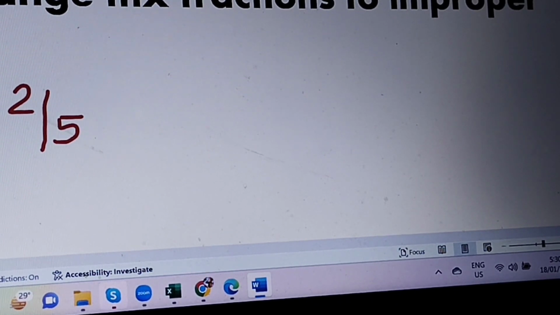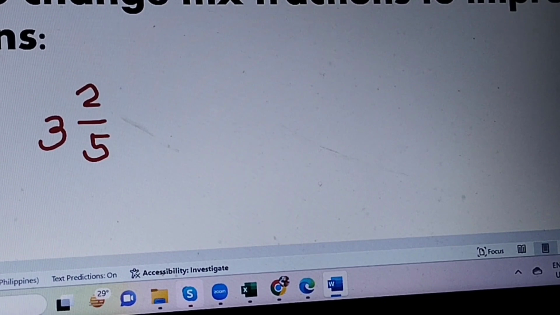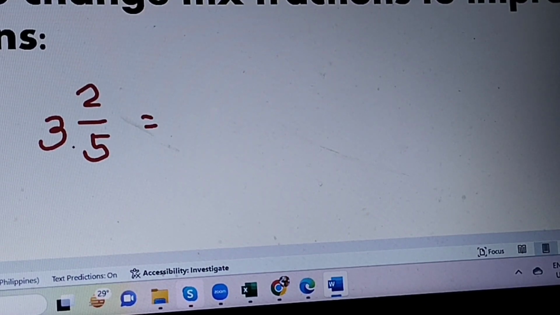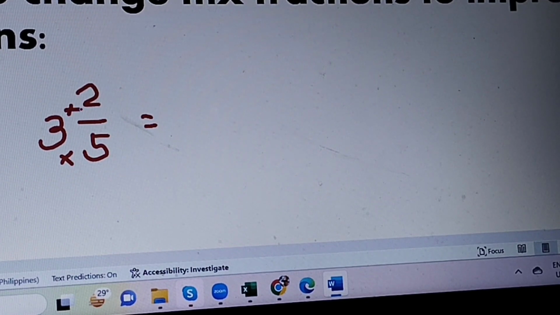So this is how we're going to do it. This is an example of a mixed fraction, 3 and 2/5, a combination of a whole number and a fraction. So how do we change that? Very easy. Remember, this is your whole number, your numerator, and the denominator. The first thing you do, you multiply your denominator and your whole number. So 3 times 5 is equal to 15, right? And then you add 2. So 5 times 3 is 15, plus 2 is equal to 17.